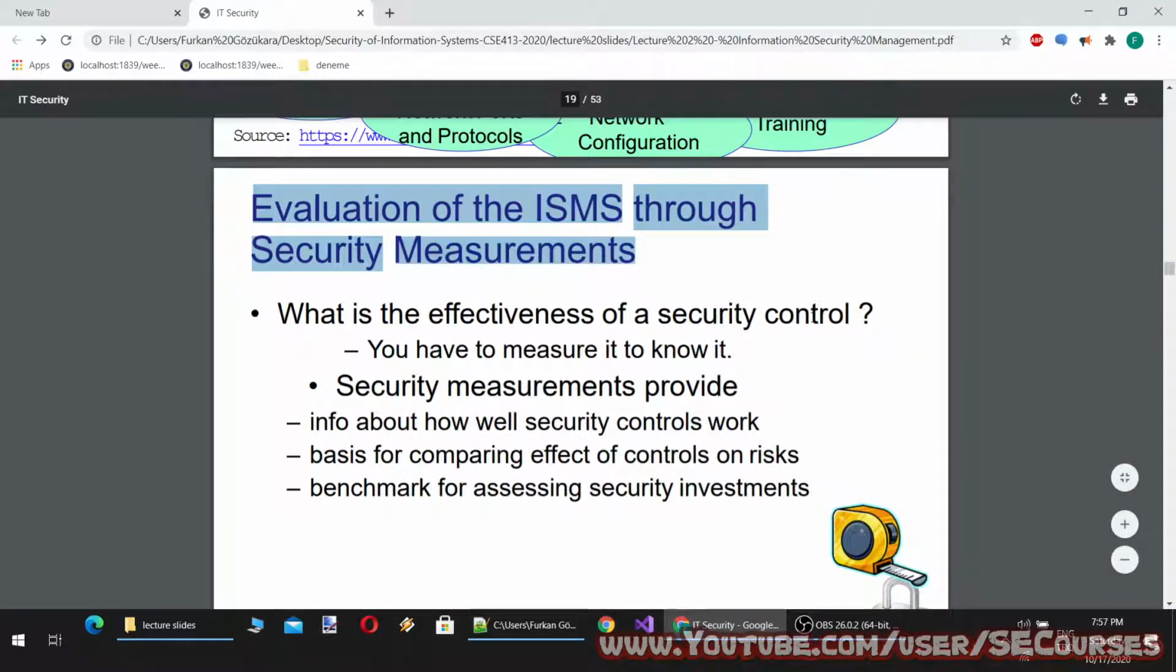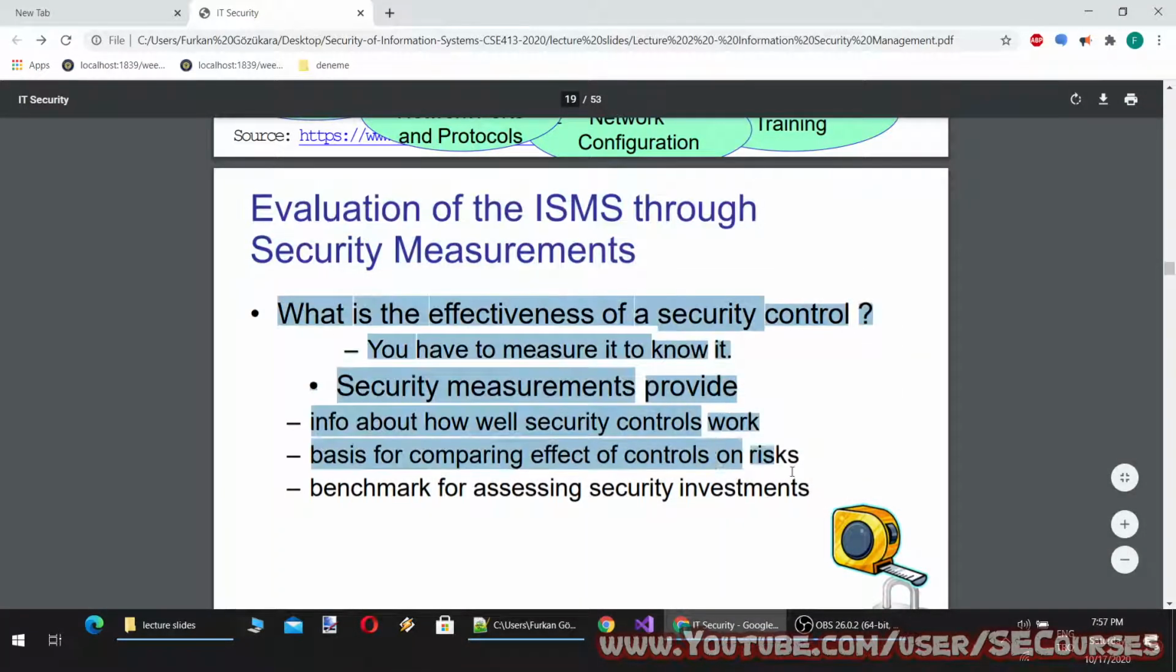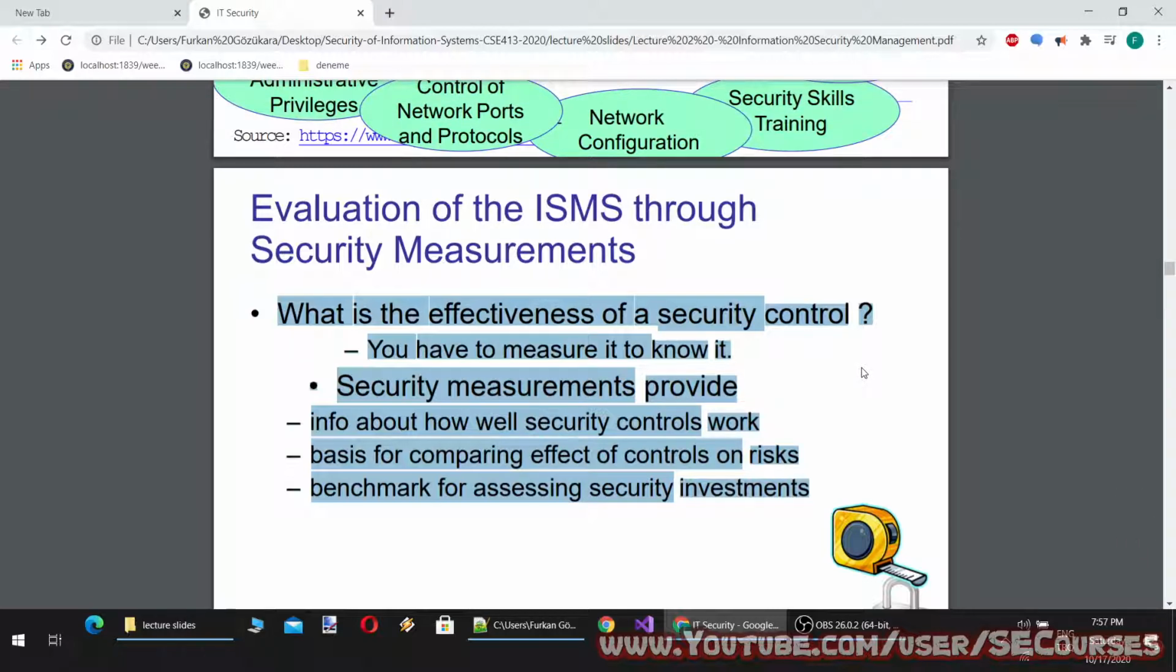Evaluation of the ISMS through security measurements. What is the effectiveness of a security control? You have to measure it to know it. Security measurements provide info about how well security controls work, a basis for comparing the effect of controls on risks, and a benchmark for assessing security investments.